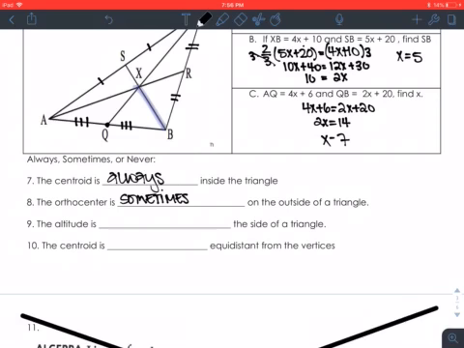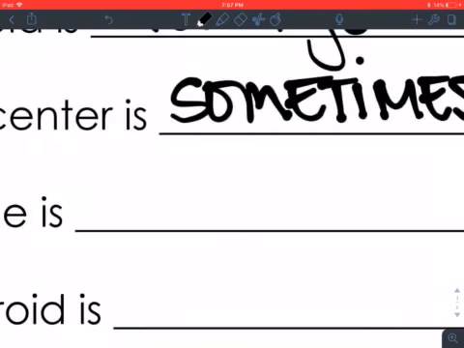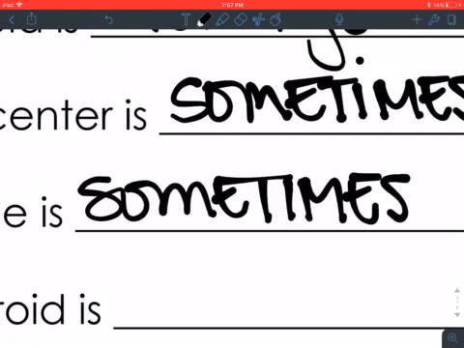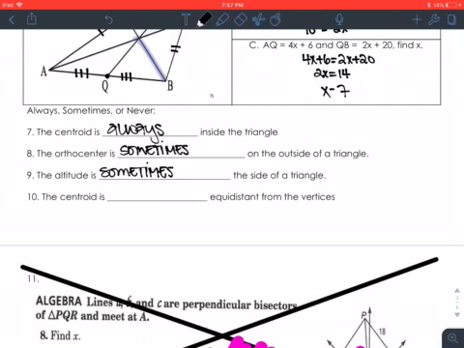All right, number 9, the altitude is always, sometimes, or never the side of a triangle. This is also sometimes, and this is sometimes whenever it's a right triangle.